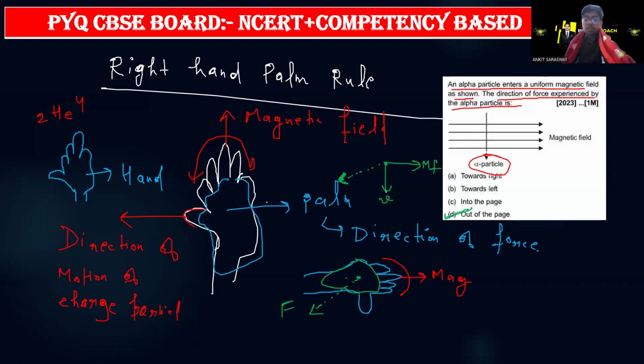Still, if you have doubt, because in such problems students find difficulty applying the right hand palm rule, again I am saying, this is your right hand. Your thumb should be in the direction of motion of the positive charge. Clear? All the fingers, one, two, three, four, should be in the direction of the magnetic field. Then this palm will indicate the direction of magnetic force. I hope this is clear.